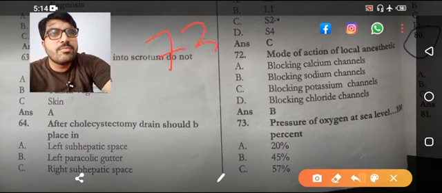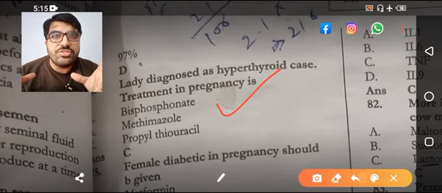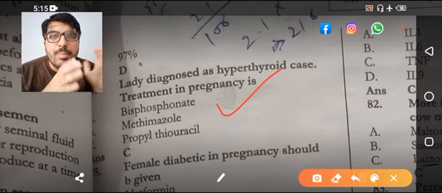A lady diagnosed as a case of hyperthyroid, treatment and pregnancy. If they have given you a trimester, the first trimester drug of choice is propylthiouracil, and for the second and third trimesters it is methimazole. References: USMLE, UpToDate and Embase. If they have not given the trimester, then choose the most safe, that is propylthiouracil.